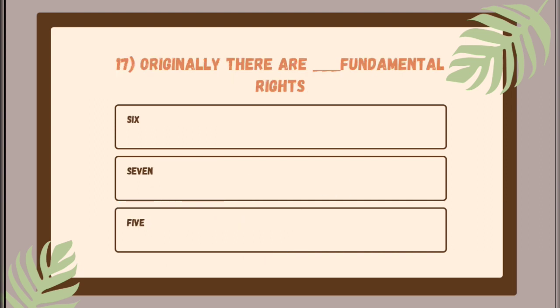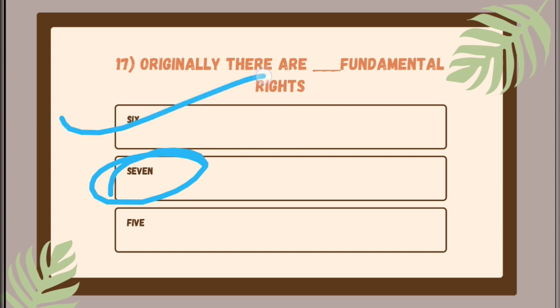Question number 17 asks: originally there are dash fundamental rights. The options are: originally there are 6 fundamental rights, originally there are 7 fundamental rights, or originally there are 5 fundamental rights. And the correct answer is that originally there are 7 fundamental rights, but presently there are 6 fundamental rights.